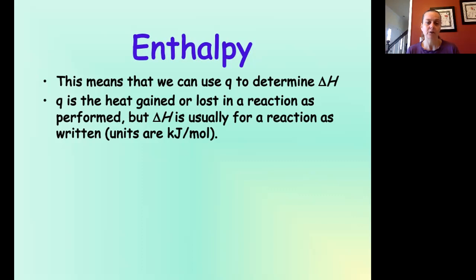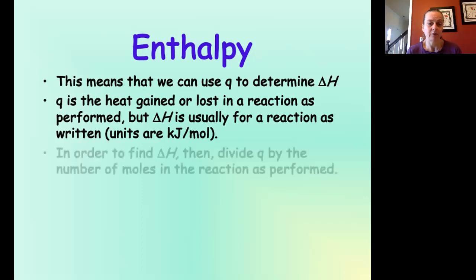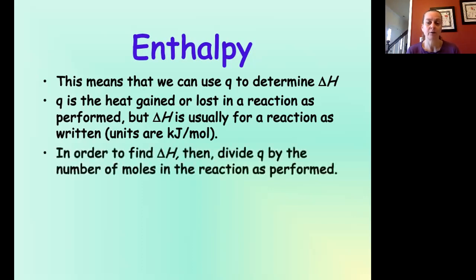So delta H assumes that we have 1 mole or 2 moles or whatever the coefficients are of reactants. Q is an experimentally determined value, and so it's as the reaction is performed. So this means in order to find delta H, if we're given experimental data, we're going to divide Q by the number of moles in the reaction as it was performed. And that's going to give us a delta H in units of kilojoules or joules per mole. So let's practice that.